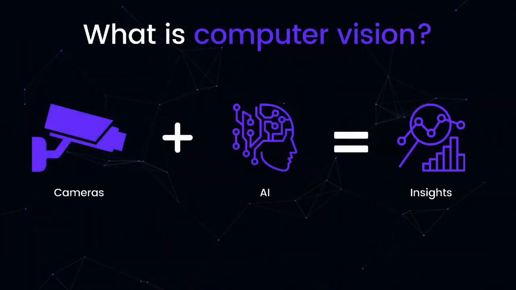So first of all, let's start with a definition here, right? And I'm going to start really basic. I'm going to build up slightly technical as we go. Computer vision ultimately is the combination of cameras as the input device, artificial intelligence to process those cameras, and then the insights that you gain out of that.